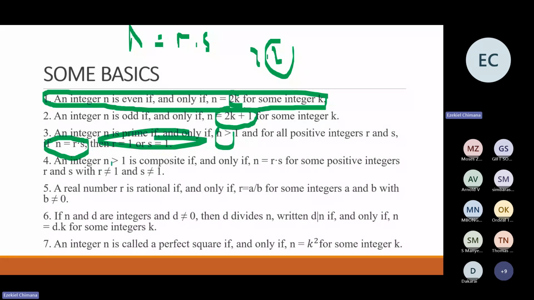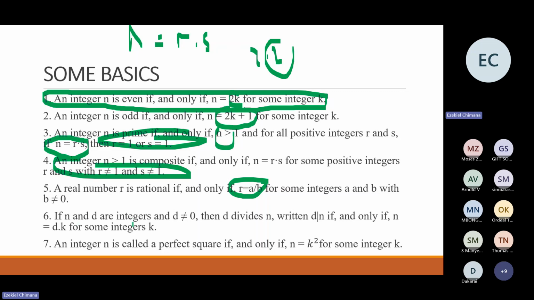Also, there is this one which says any integer n greater than 1 is composite if and only if n is equal to r times s for some positive integers r and s, with r not equal to 1 and s not equal to 1. A number r is rational if and only if it can be expressed as a over b, where b is not equal to 0.